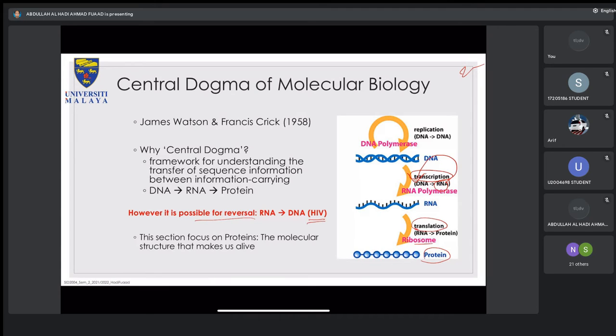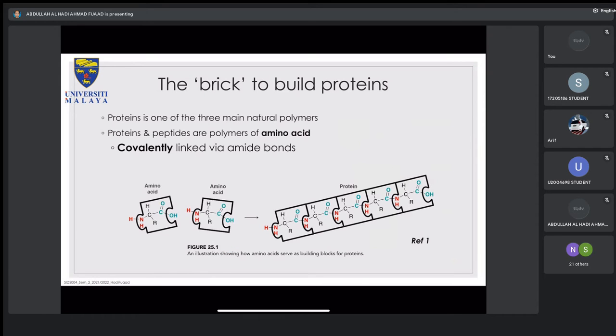Okay, this session focuses on proteins, so we'll talk about proteins first, and then after a few lectures, we'll move into lipids. So the building block of a protein is an amino acid. I'm sure everybody knows, because you are no longer a first year, that it is covalently linked via an amide bond. So you have two amino acids, one with an acid group, one with an amino group. It forms an amide bond in the middle there.